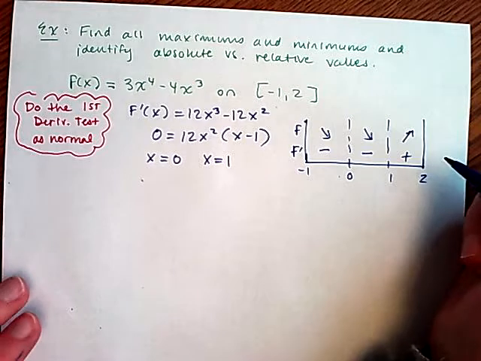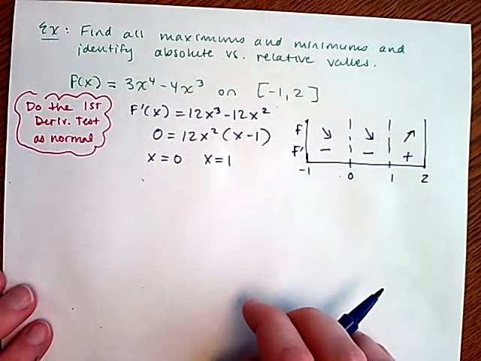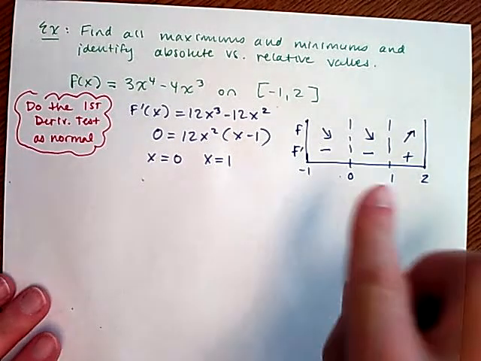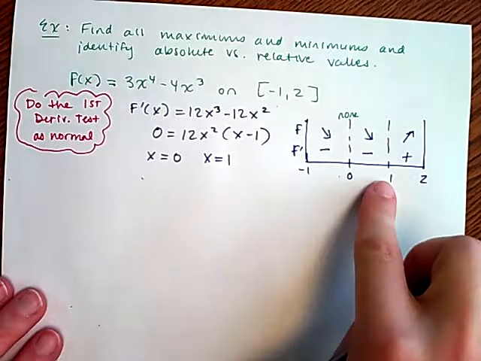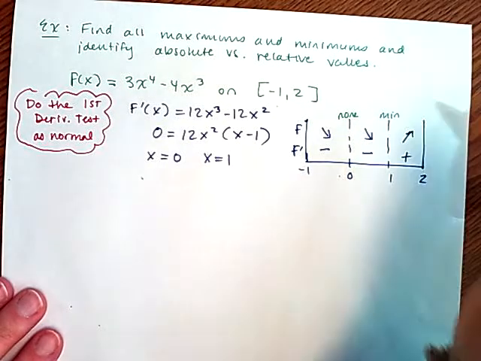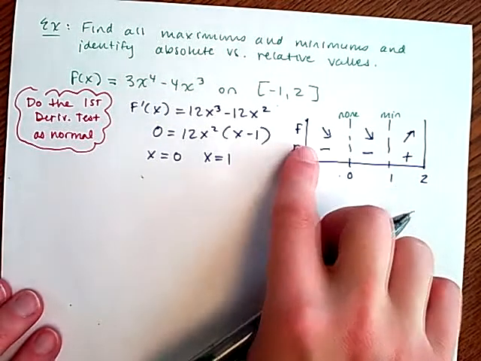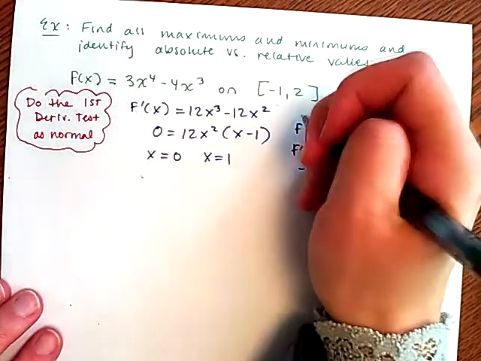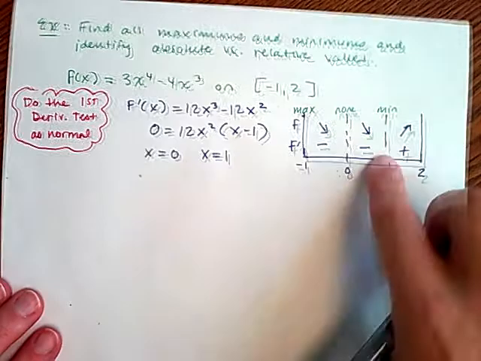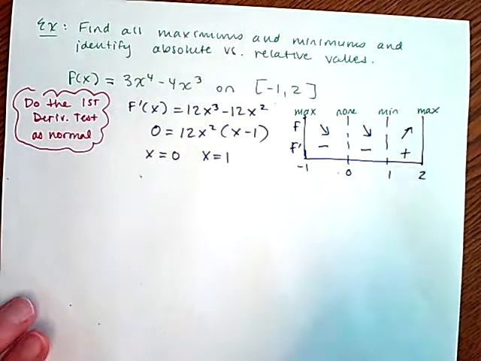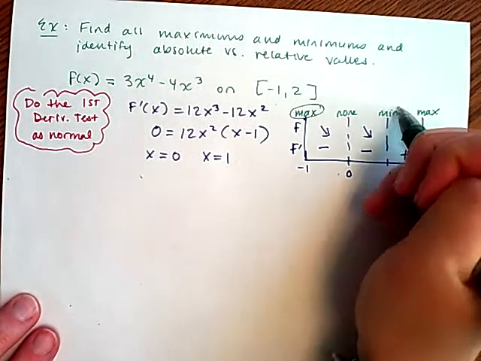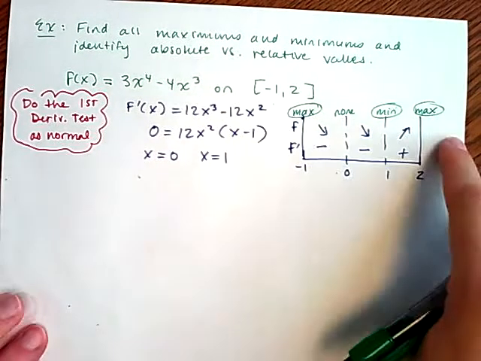Okay, so we've done the first derivative test, and we can kind of see what's going on. So I see there is no max or min at 0, but at 1, I'm going to have some sort of minimum. And then I can also consider the endpoints. Since I'm decreasing away from the left endpoint, I know this must be a max. Since I'm increasing towards the right endpoint, I know this must also be a max. So now I have these three contenders for being absolute extrema.